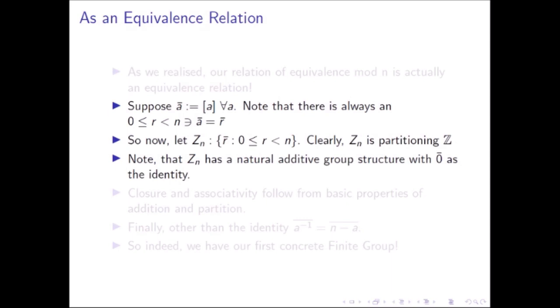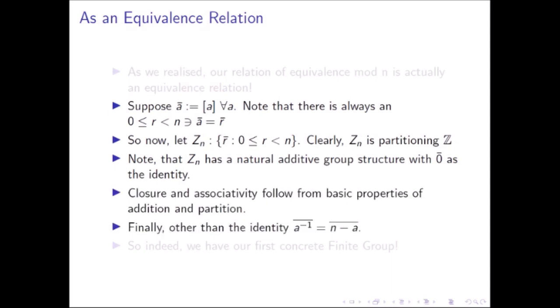Note that this also has an additive group structure. We have already seen addition makes sense. So let's look at it once again. Closure and associativity follow from the basic properties of addition and partition. Try to prove closure. It's pretty simple, because if the sum of two elements over here exceeds n, then just do minus n, otherwise you already have an element less than n. And associativity is a property of addition, so it transitively holds over here.